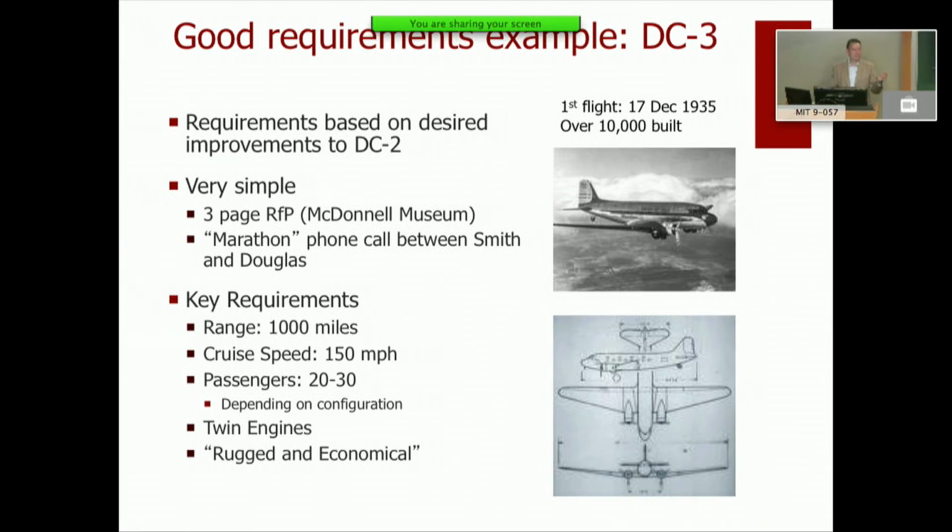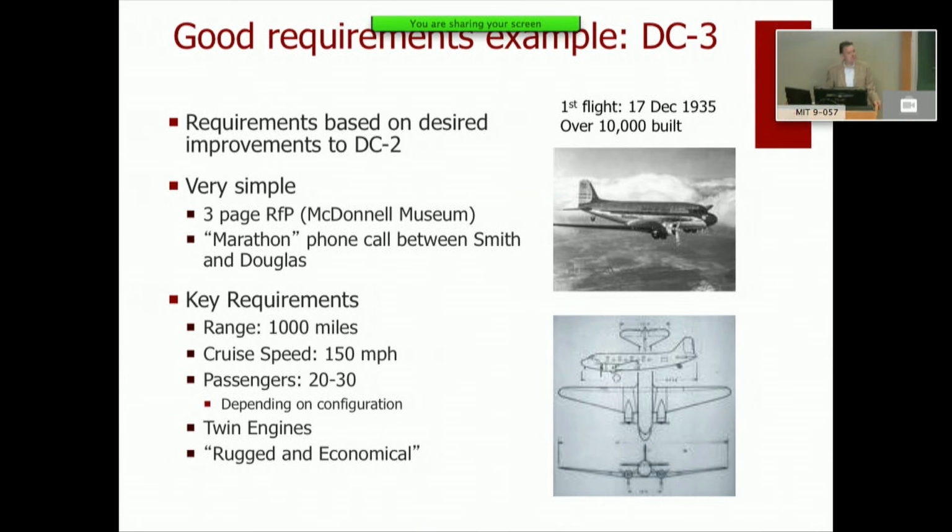So Smith was at the time the head of what's today essentially United Airlines. And Douglas, who by the way is a graduate of this department here at MIT, Donald Douglas, was the head of the Douglas Aircraft Company. And here are the requirements.